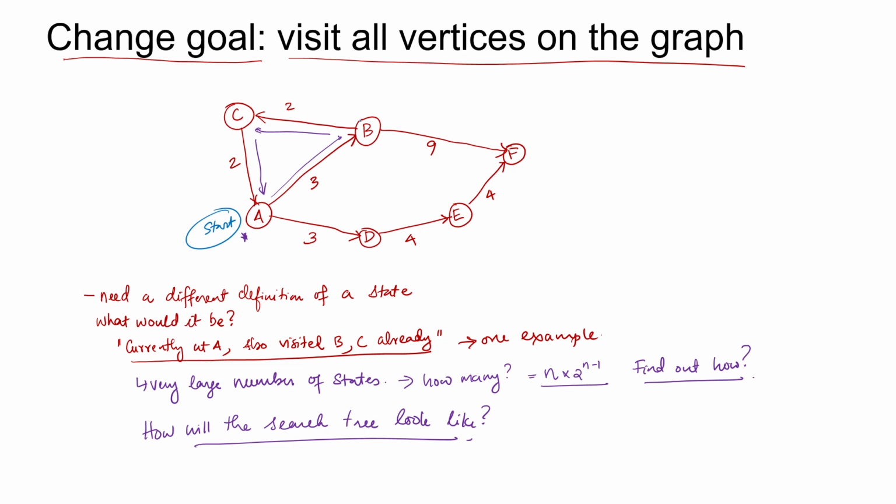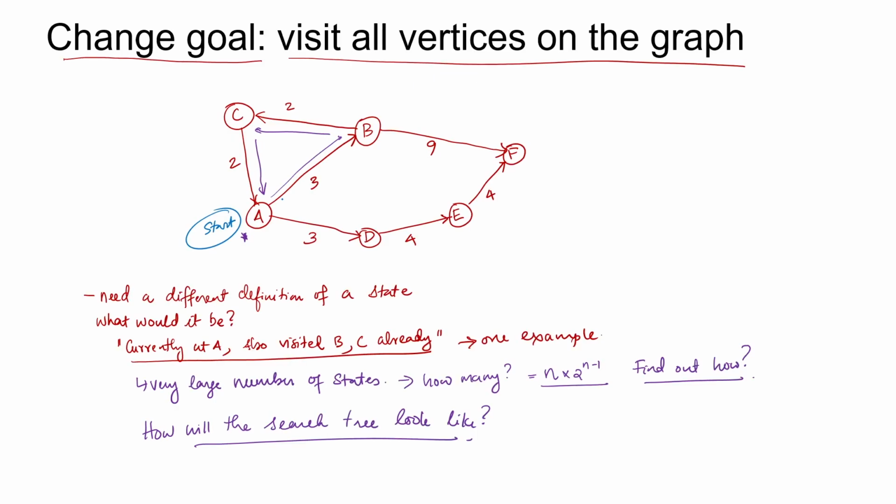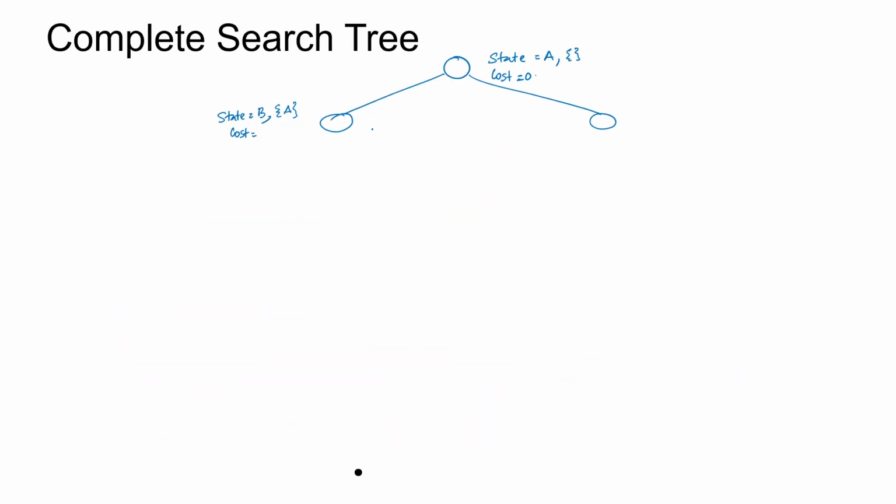Now, from here if you look at the network, we have two options, we can go to B or we can go to D. So, then we will have 1, 2. This will be the state equal to B: we are at B, but your set is A, that means you already completed A. And the cost of this travel, if you look backwards, A to B will be 3. So, the cost is equal to 3.